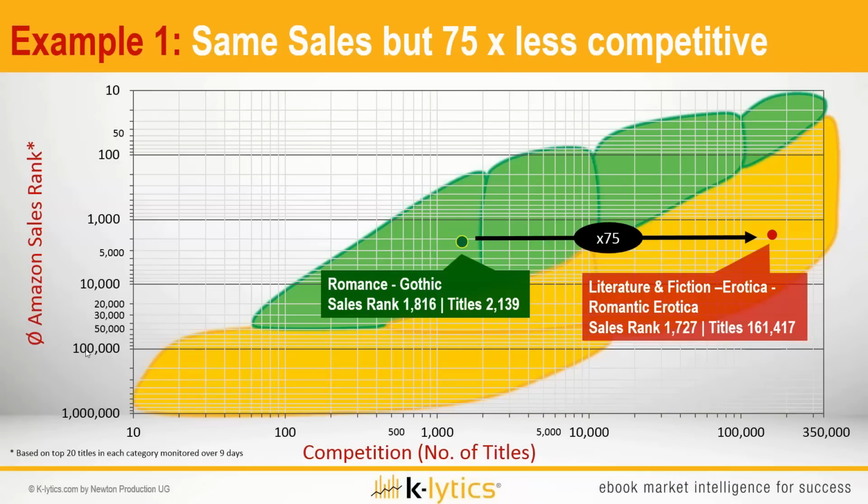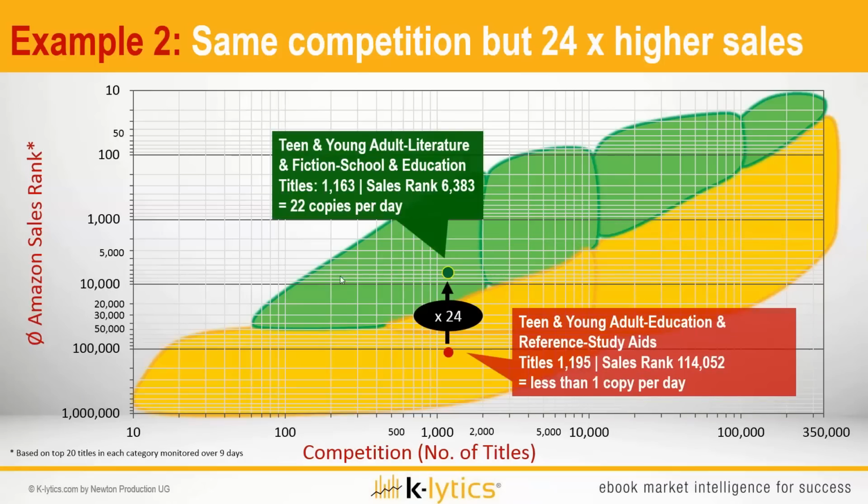So the one over the other, same sales ranks, but the one is 70 times more competitive, or less, whichever perspective you take, right? So another example would be teen and young adult, where they are both about the same vertical line on this graph. They both have roughly 1,100 titles, here 1,200 titles, and one has a sales rank of 6,300, the other of 114,000. You get the idea. Same competition, but the one has 20 times higher sales. And this is how you can do a little more judgment.